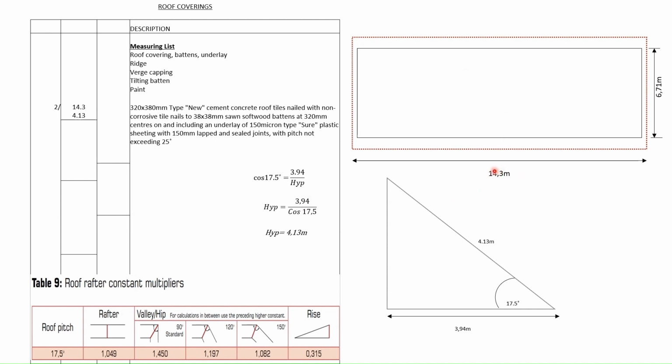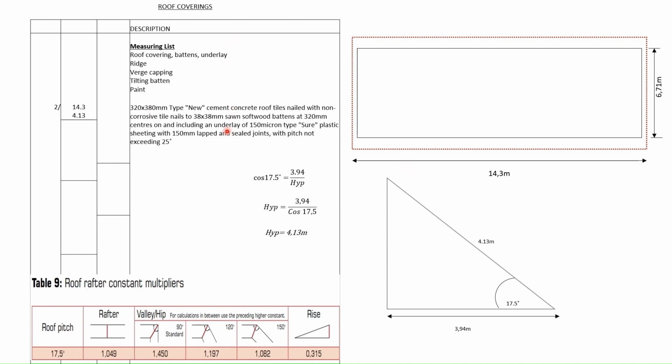So to get that 14.3 meters, which is the eaves length, I added up all the various dimensions for the different rooms, right? And then I got a total length of 14 meters. To that 14 meters, I added 150 millimeters on either side, which is obviously the overhang at the verges, the verge overhang.